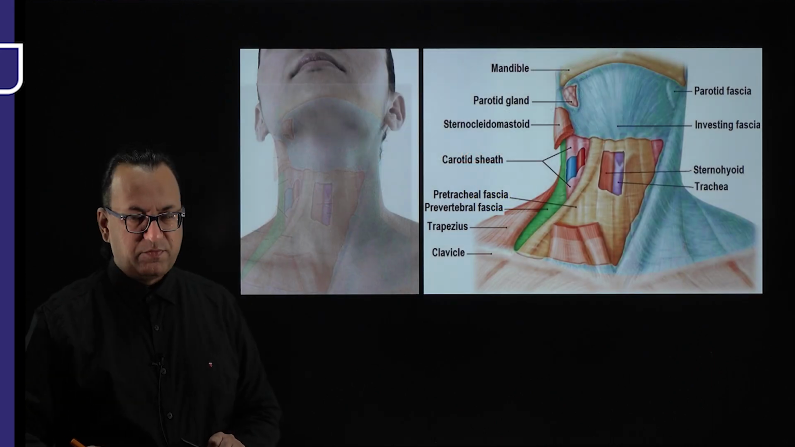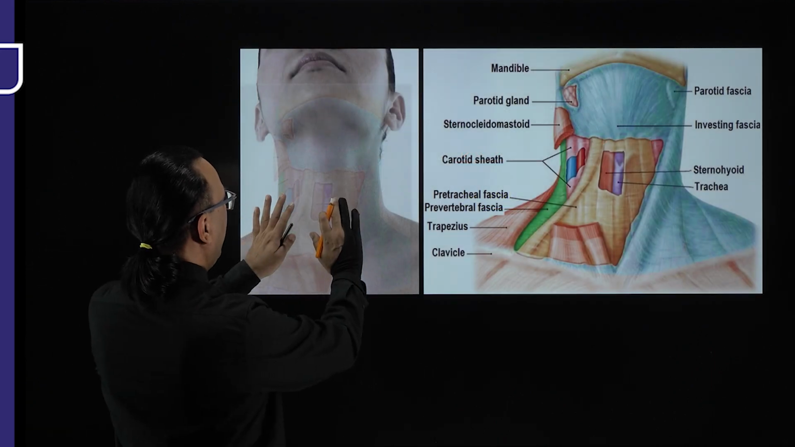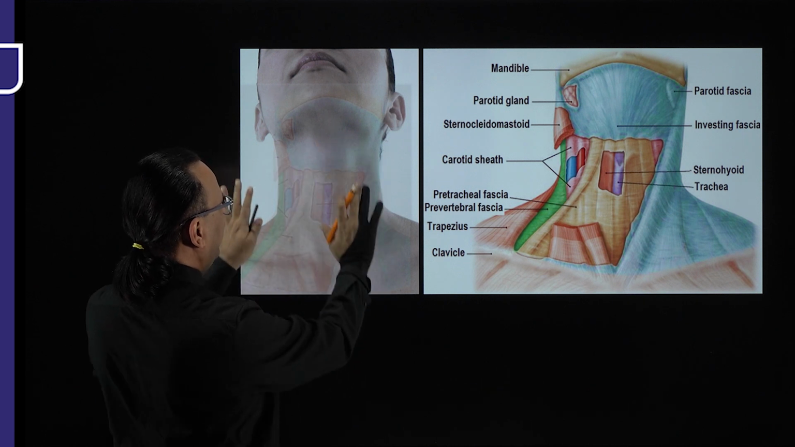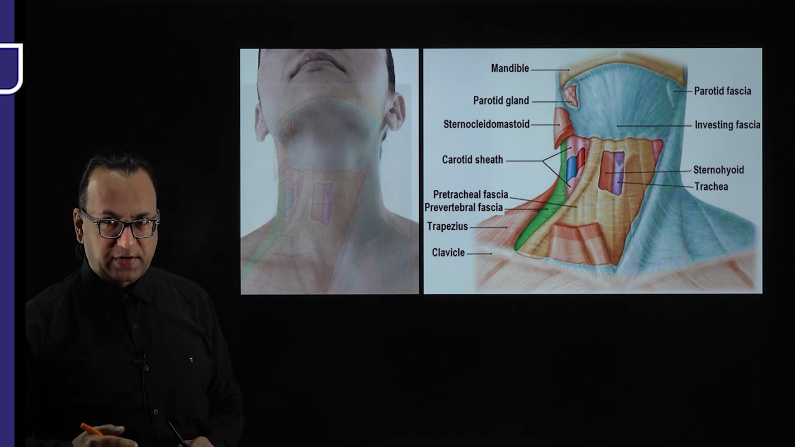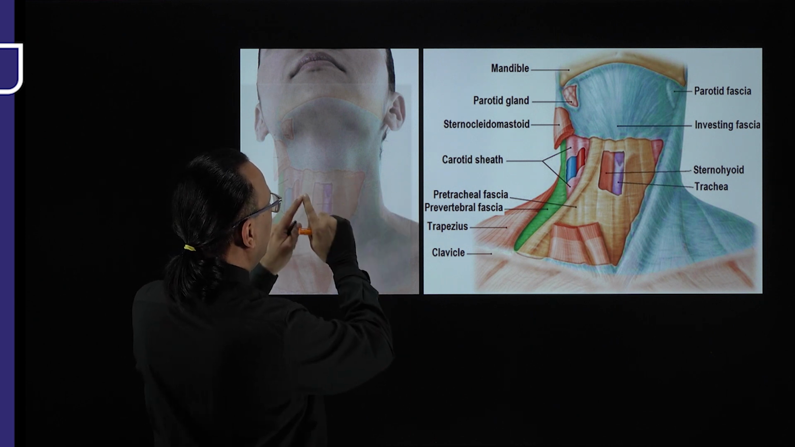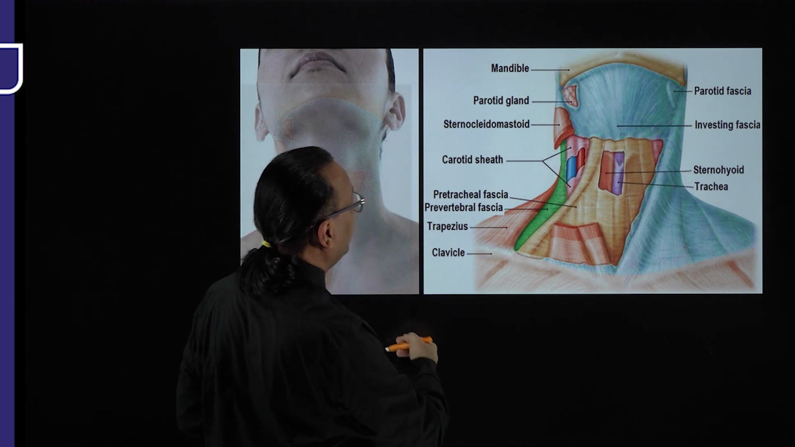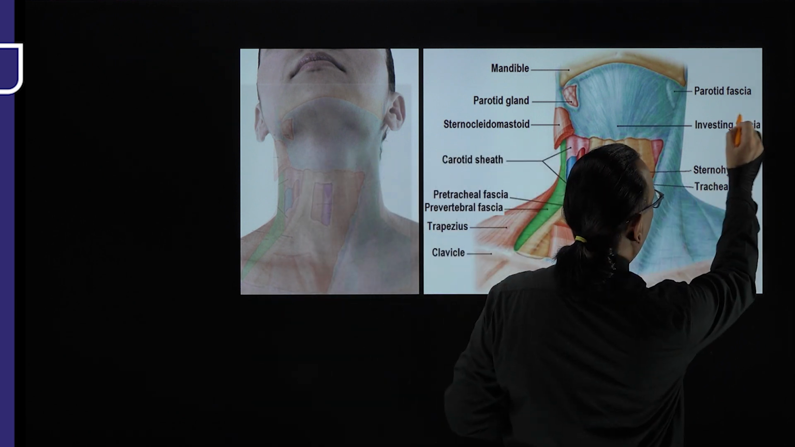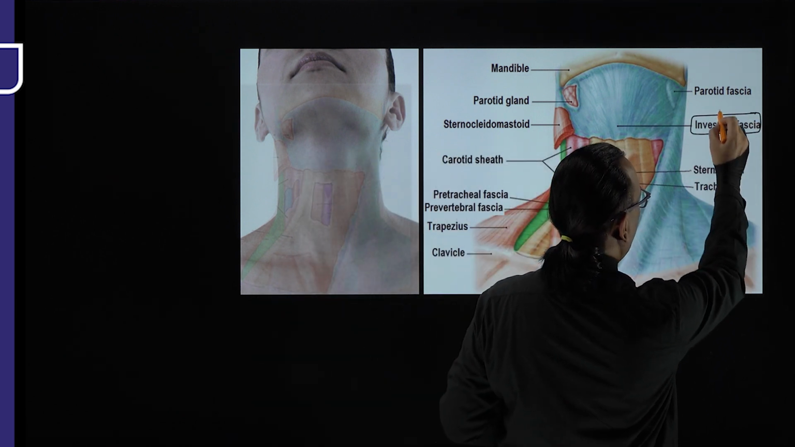Now, in this diagram, we are looking from the front view, and we are talking about deep cervical fascia, the three layers of deep cervical fascia. The one which is the outermost, circular fashion all around the neck, we have mentioned, is called the investing layer of deep cervical fascia, number one.